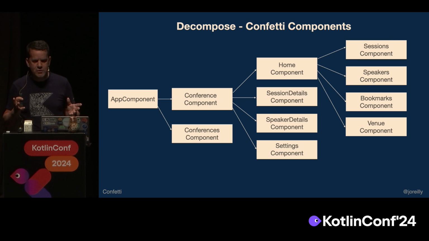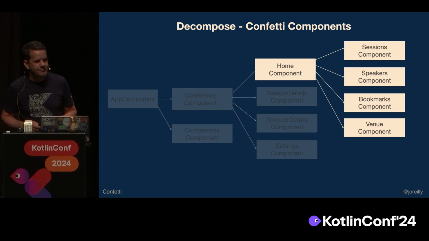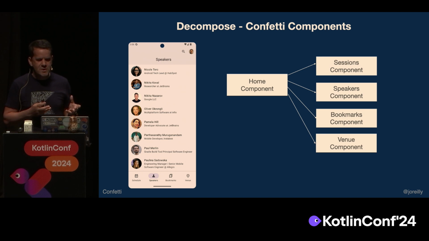Here are most of the Decompose components in the Confetti project, for example. We see, for example, ones for the list of conferences, session info for a particular conference, speakers, bookmarks, venue info, etc. And if we focus in, for example, on these particular components, these are the set of components associated with the screens we can navigate to from the home screen shown here, corresponding to the tabs shown at the bottom: sessions, speakers, bookmarks, and venue.